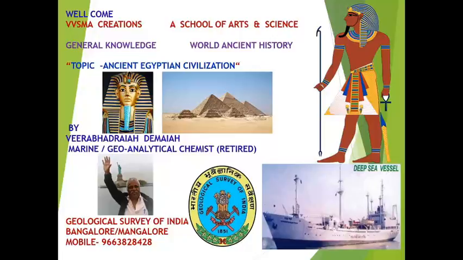Today, the ancient Egyptian civilization by Veerabhadraya Demaya, marine geoanalytical chemist retired from the Geological Survey of India, staying in Bangalore, Kalyananagar.